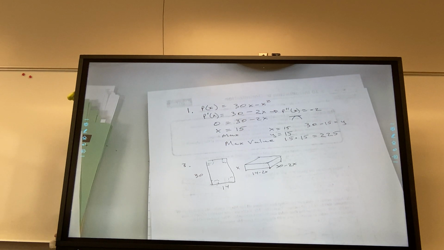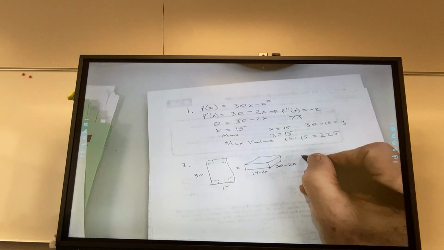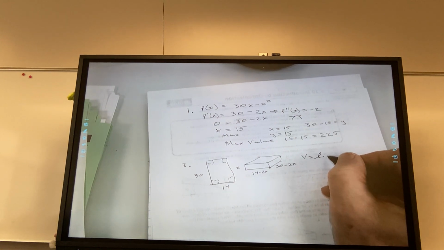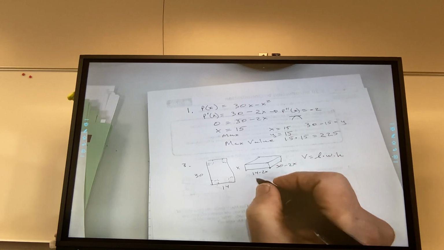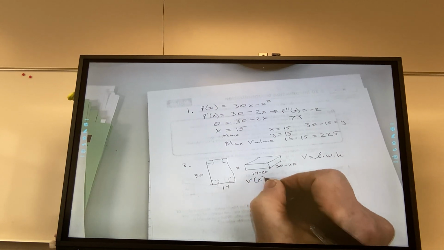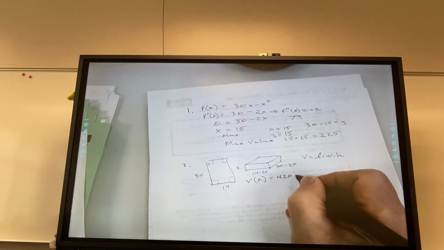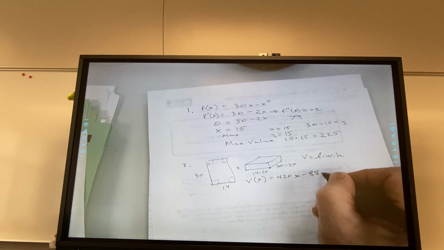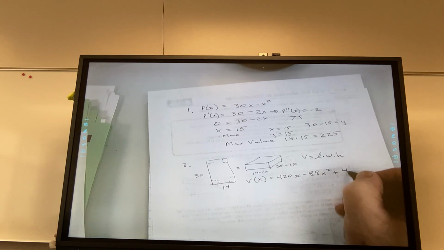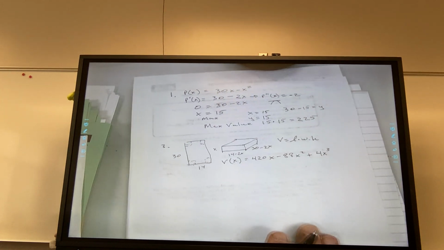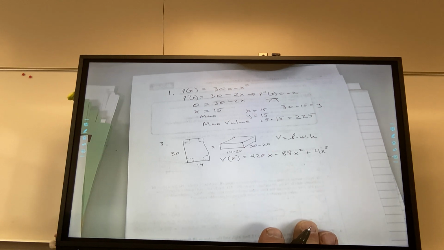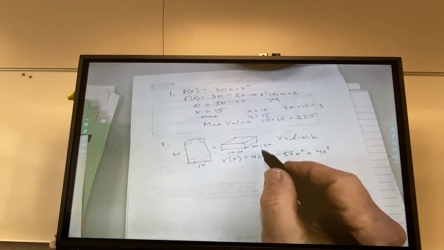Everybody okay with that? And then I asked what volume was, and somebody said that's length times width times height. And we got a volume, I think, of 420x minus 88x squared plus 4x cubed. That should be in your notes from Friday. Wait, isn't height x? Yeah. Okay, I think I get it. I took and multiplied all these out.